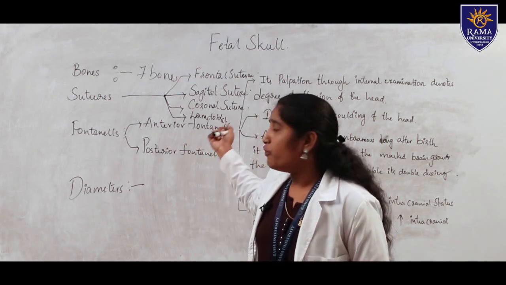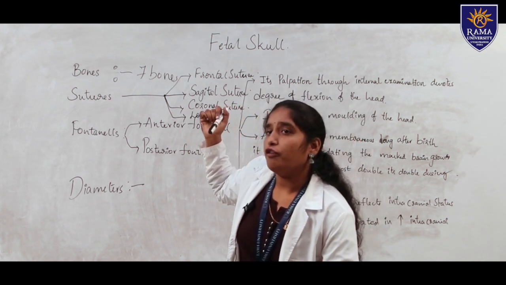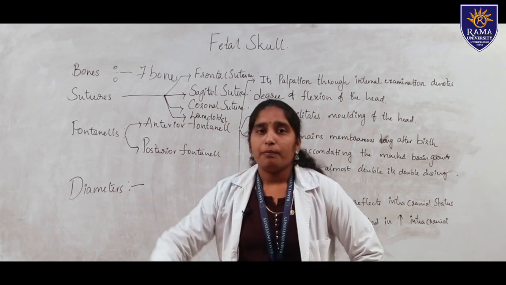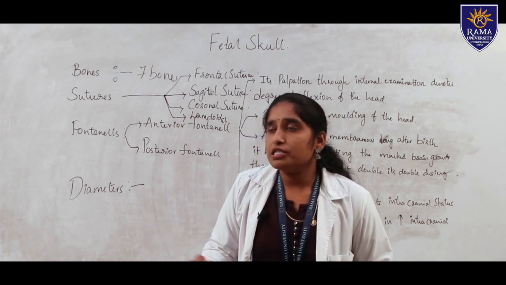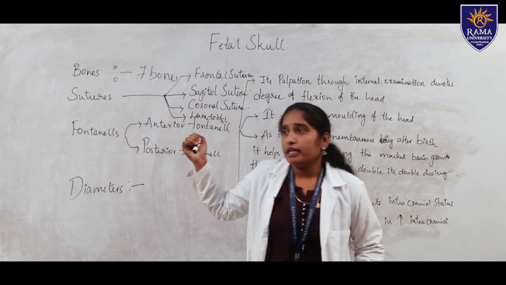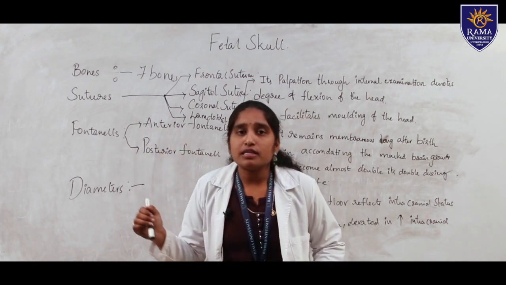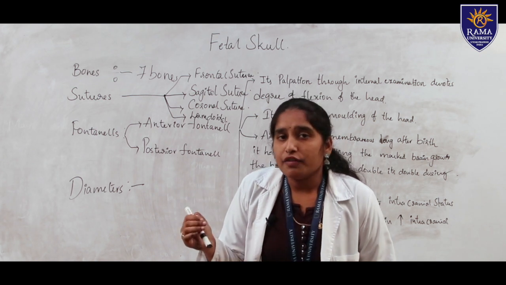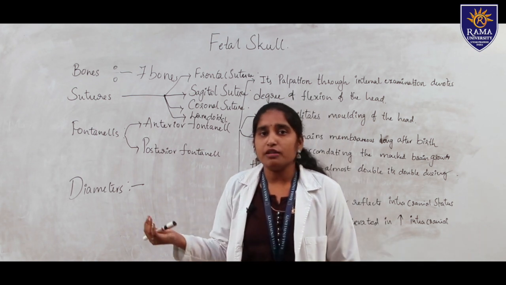Then coming to the fontanelles. What is meant by a fontanelle? A wide gap between the suture lines is called a fontanelle. So a total of 2 fontanelles can be observed on the fetal skull. The first one is the anterior fontanelle and the second one is the posterior fontanelle.